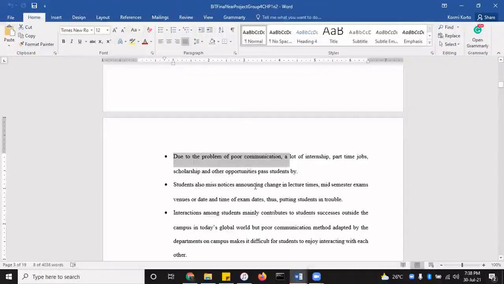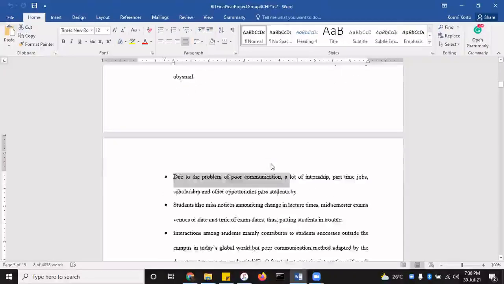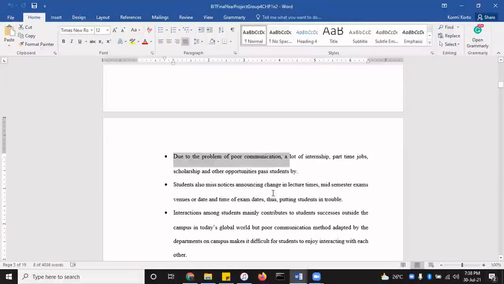Students also miss notices announcing changes in lecture time. The same issue. If you notice, it's all still about miscommunication or poor information relay. Are you catching on, guys? Yes, sir.